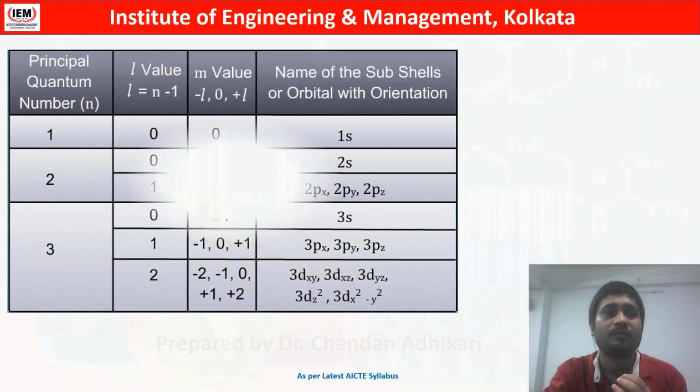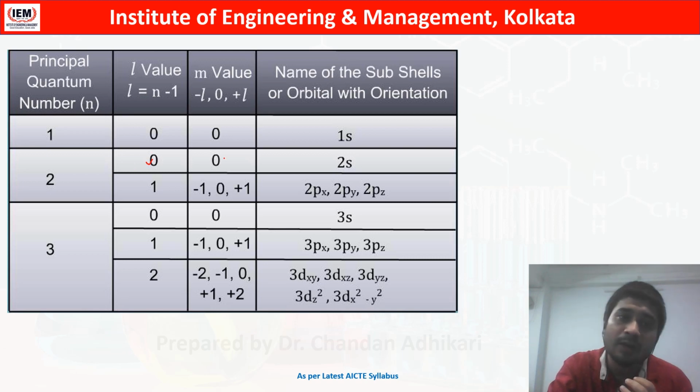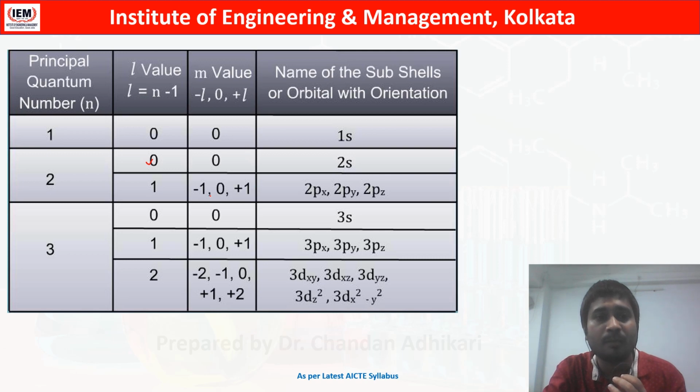For example, let's say n equals 1, so l equals 0, and the m value will definitely be 0. That is the 1s orbital. Now if n equals 2, l will have two values, 0 and 1. For l equals 0, the m value will be 0, but for l equals 1, the m value will be minus 1, 0, plus 1, minus l to plus l.